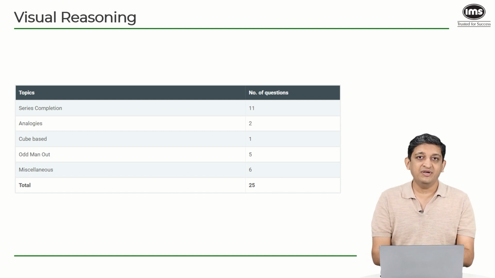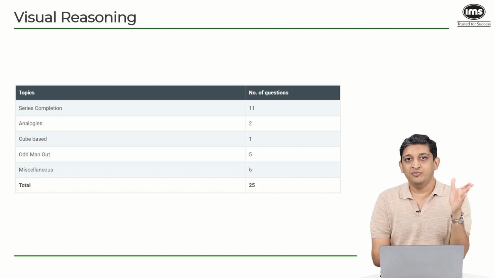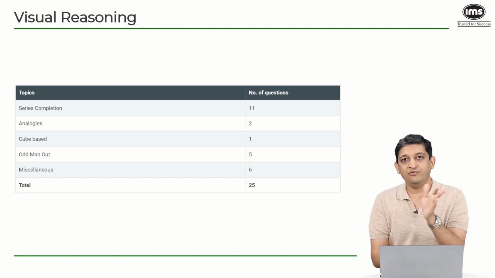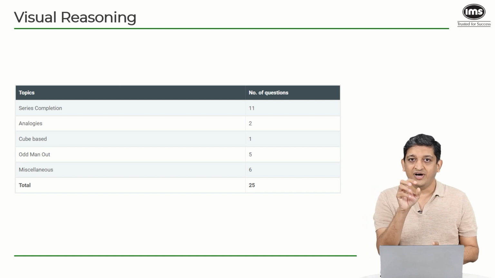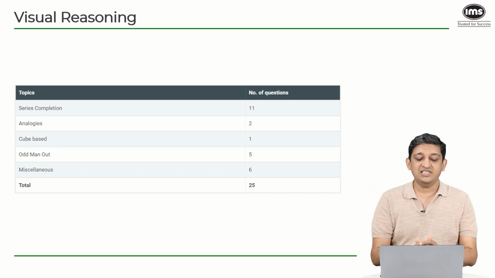Also, you had questions that were based on odd man out, which meant that there would be a sequence given to you, and out of the 5 or 6 images that were given to you, all of them would form a sequence except that one which will violate the sequence. So that was another question type that you had in the visual reasoning section.